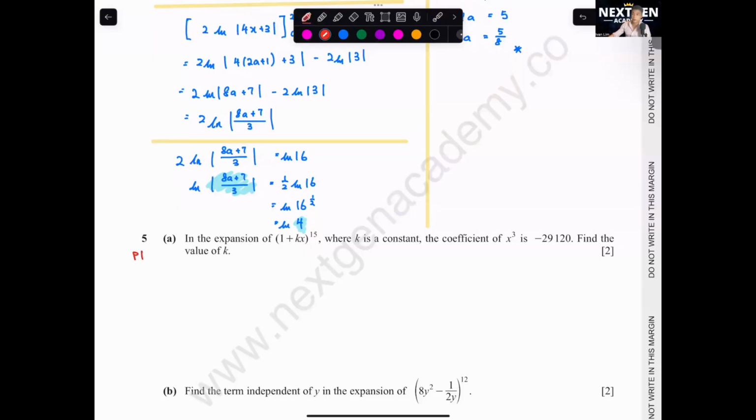All right, this is a binomial expansion question. In the expansion of 1 plus kx to the power of 15, where k is a constant, the coefficient of x cubed is negative 29120. Find the value of k.